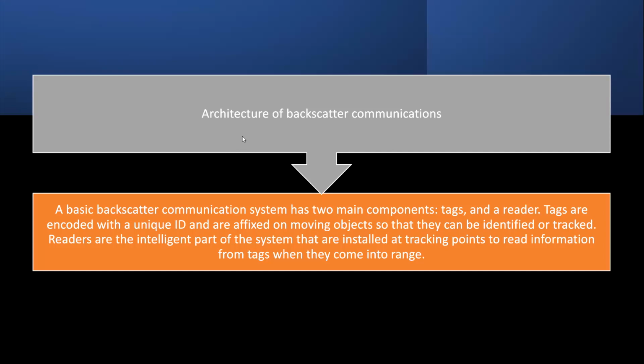Let's see the architecture of backscatter communications. A basic backscatter communication system has two main components, tags and a reader. Tags are encoded with a unique ID and are affixed on moving objects so that they can be identified or tracked. Readers are the intelligent part of the system that are installed at tracking points to read information from tags when they come into range.